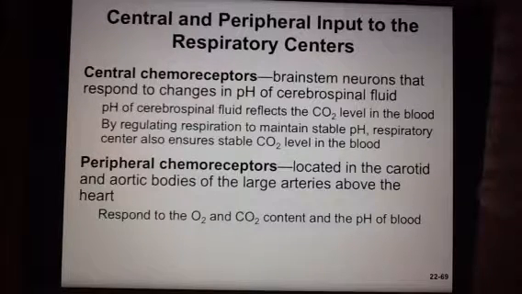Then next up are peripheral chemoreceptors. They're in the branches of the large arteries above the heart, the carotid and aortic branches. And they are responding to how much oxygen and carbon dioxide is in the blood. That's an easy one.